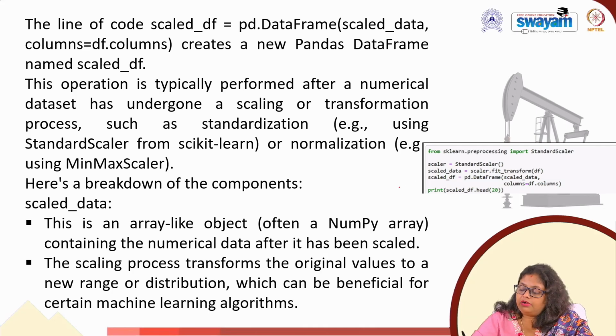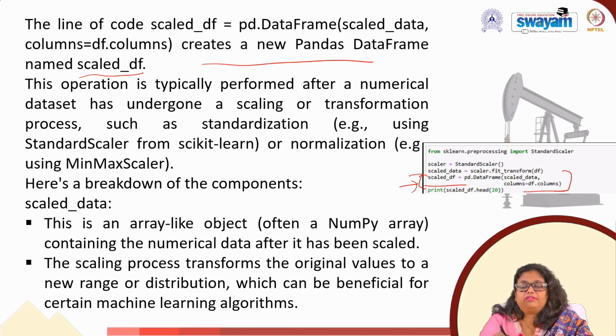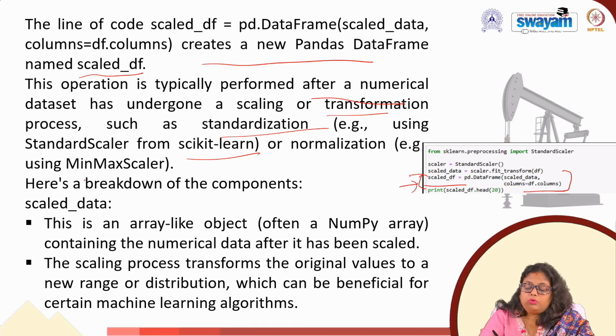Now after that, what we have is scaled_df = pd.DataFrame(scaled_data, columns=df.columns). Okay, so we are talking about this particular step. It creates a new pandas data frame, whose name is scaled_df, which I have given here. This operation is typically performed after a numerical data set has undergone a scaling or transformation process. In our case, currently what we are doing is standardization, using the StandardScaler from scikit-learn. Okay, so this is the breakdown here.